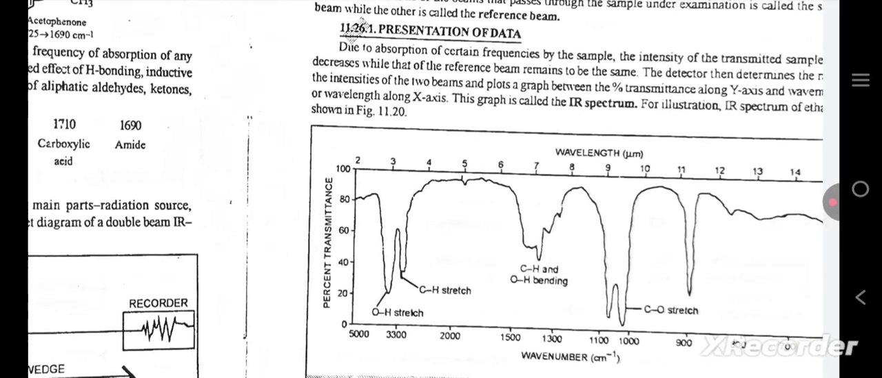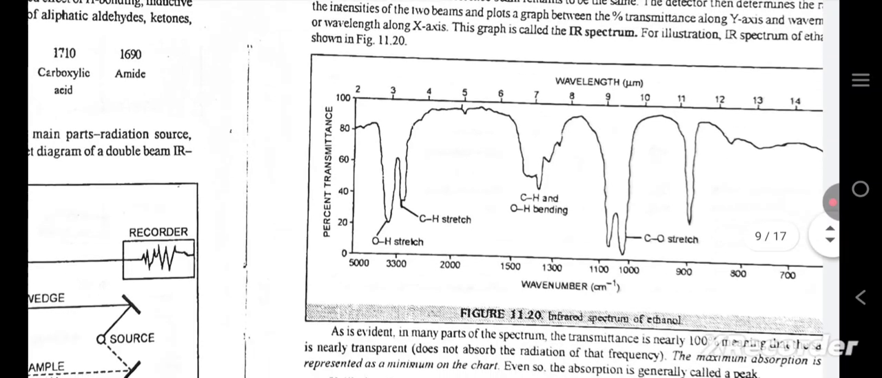Presentation of data. Due to absorption of certain frequencies by the sample, the intensity of the transmitted sample beam decreases, while that of the reference beam remains the same. The detector then determines the ratio of the intensity of the two beams and plots a graph between transmittance along the y-axis and wavelength or wave number along the x-axis. This graph is called the IR spectrum. For example, an illustrative IR spectrum is shown in figure 11.20.